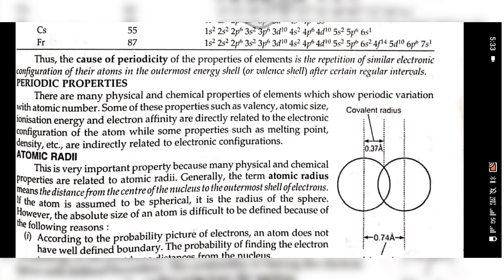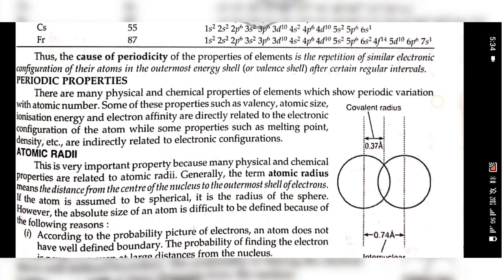Periodic properties. Now, periodic properties are stated as: there are many physical and chemical properties of the elements which show periodic variation with the atomic number. Some of these properties, such as valency, atomic size, ionization energy, and electron affinity, are directly related to the electronic configuration of the atom, while some properties, such as melting point and density, are indirectly related to the electronic configuration.